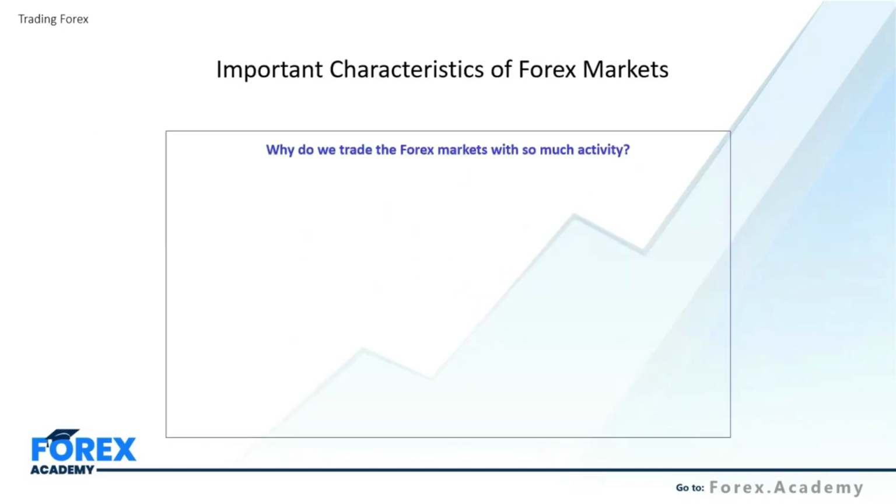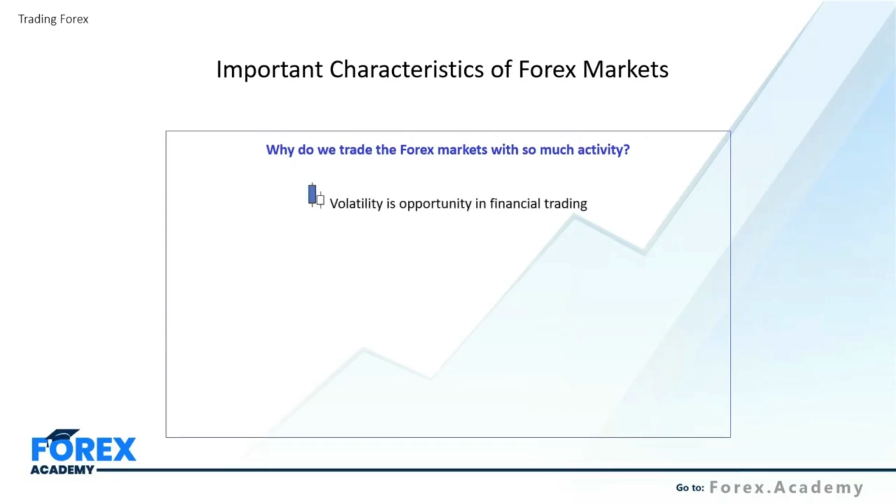So you can see there is a lot of trading opportunity looking across these forex pairs. Just by looking at the volatility, you can see there are some good trades out there in the short term as well as the long term. What I'd like to do is discuss some of the most important characteristics of the forex markets. Why do we trade the forex markets with so much activity? We know that they're the most popular of asset classes, but why do we trade them with so much activity?